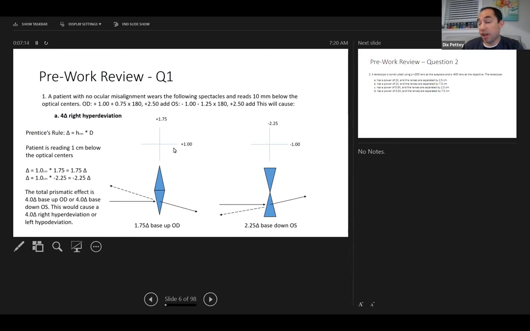You do want to put it on a power cross and maybe just draw really quick these triangles, just to help you visualize, is the image getting pushed down? Do you have base up prism or base down prism? But yeah, I always put both powers on there just so I don't get tripped up by that.